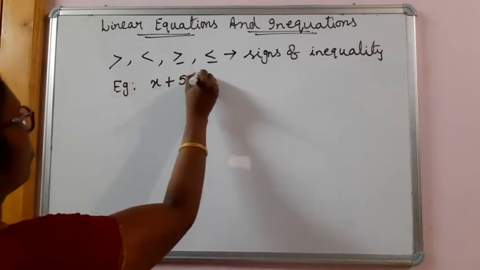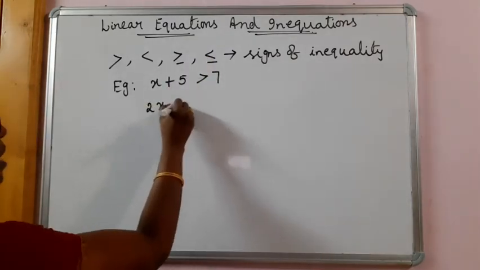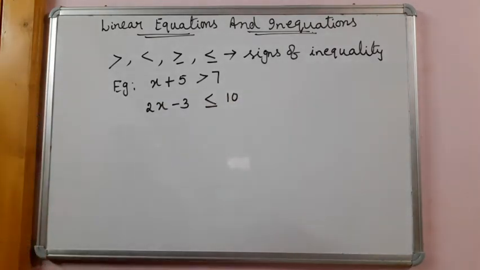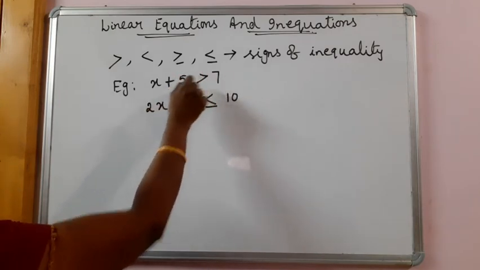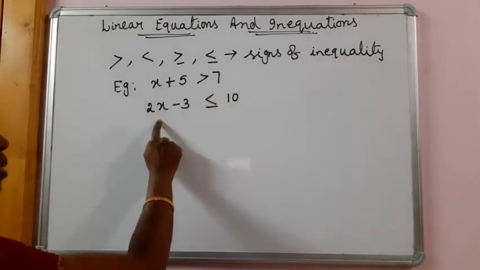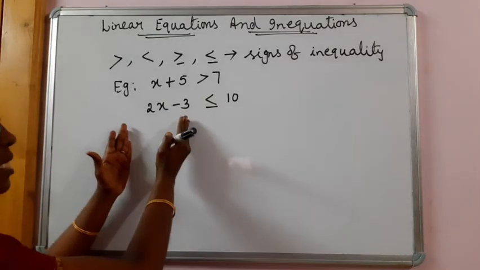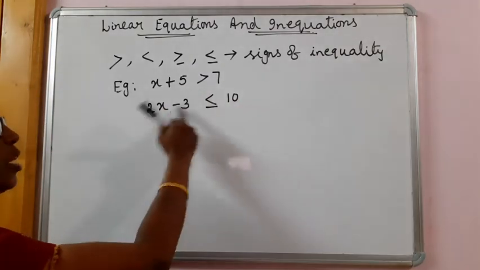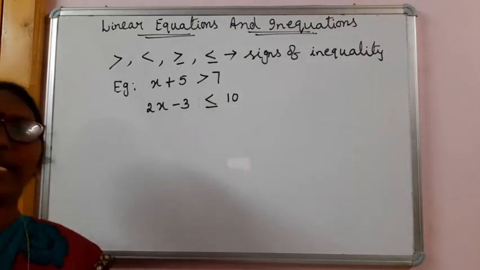x plus 5 is greater than 7. Similarly, 2x minus 3 is less than or equal to 10. We can see here x plus 5, here 7, and in between them the greater than sign is there. So this is an inequality. Similarly, 2x minus 3 is one expression, 10 is another expression, and the relation between these two is given as less than or equal to. So this is also an inequation.